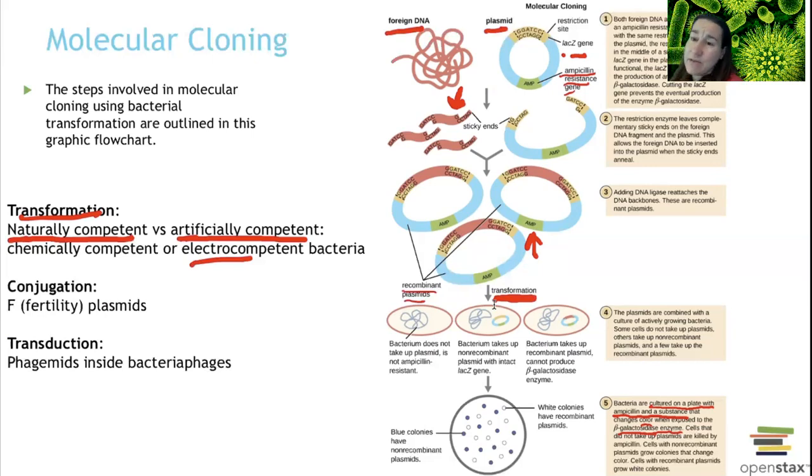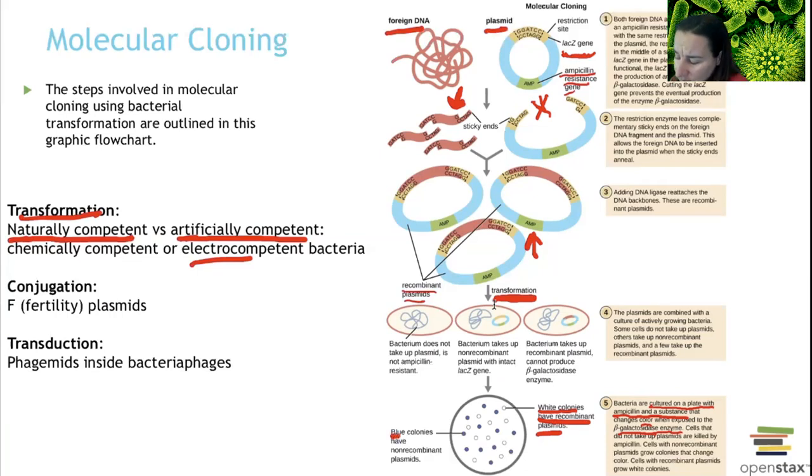We said if the insulin gene is in there, it destroyed this LacZ gene because we cut it right in half right here. And since we cut it in half, it's not going to metabolize that colorless molecule and turn it into blue. So all of the ones that are white and not blue, white colonies, have the recombinant plasmid because they couldn't metabolize that colorless substance and turn it into blue.